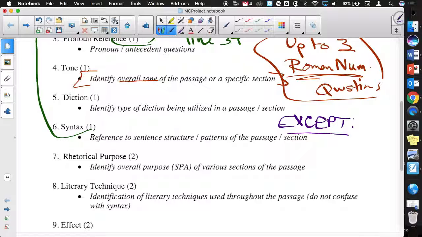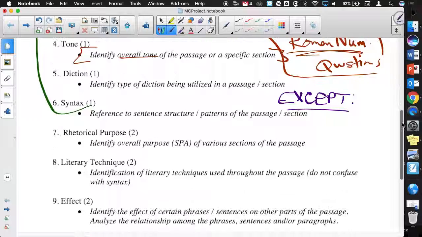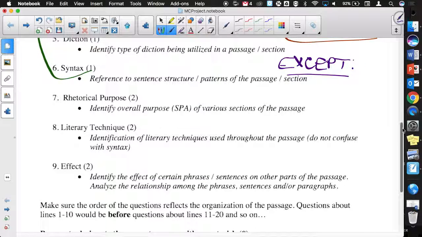When it comes to the last ones that we have here, rhetorical purpose, literary technique, and effect. Rhetorical purpose, this is when we talk about the SPA, strategy, purpose, argument, you're identifying what the overall purpose is going to be.